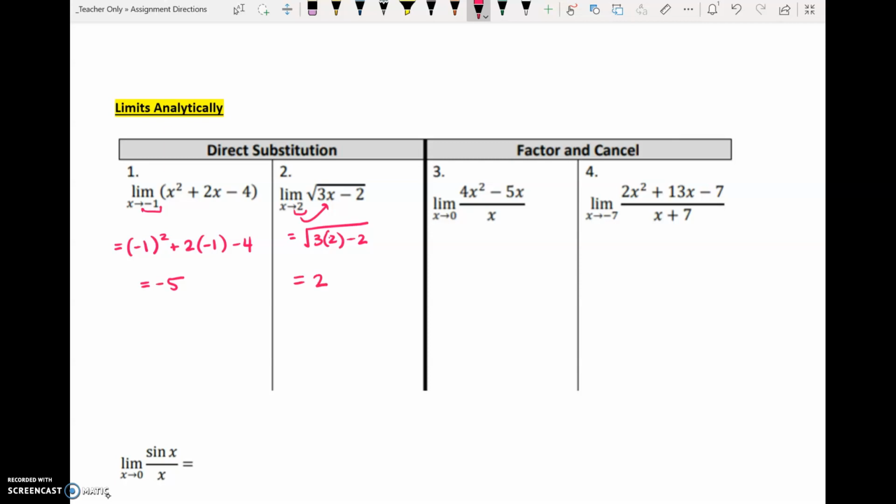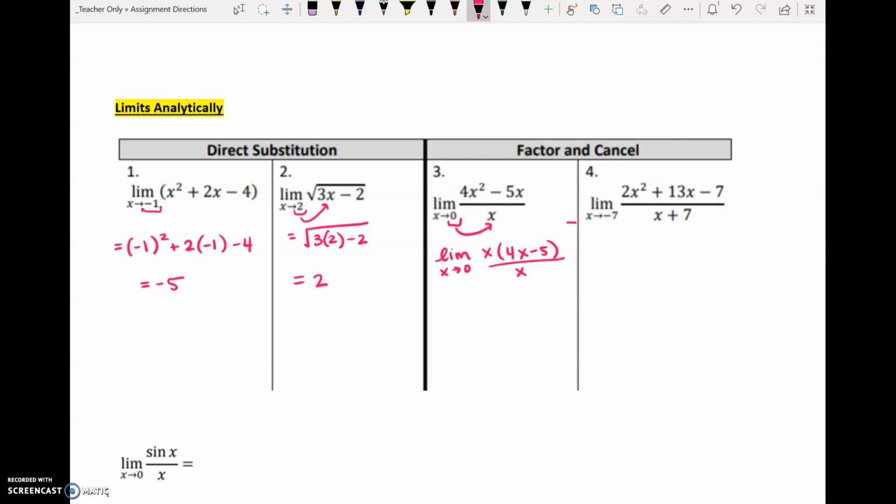3 and 4 are a tiny bit different because in 3, if we substitute in 0 for x, then we get a denominator of 0, which is undefined. That doesn't work. That's a good clue. You have to do something a little bit extra. So we're going to factor something out of this. So I'm going to change this to the limit as x approaches 0 and just rewrite this function as x times 4x minus 5, factor the x out of that.